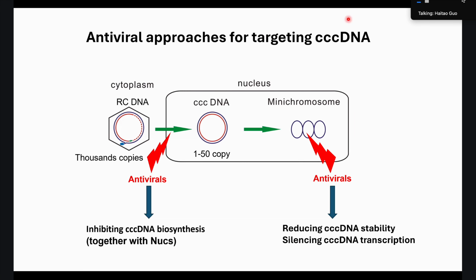So to target cccDNA, there are three major approaches. The first one is inhibiting cccDNA biosynthesis, maybe together with the nuke, which is a very potent replication inhibitor. So this is blocking the cccDNA formation. And for the pre-existing cccDNA mini chromosome, you can either reduce the stability of the mini chromosome, or you can silence the cccDNA transcription, because this is the only activity of cccDNA.